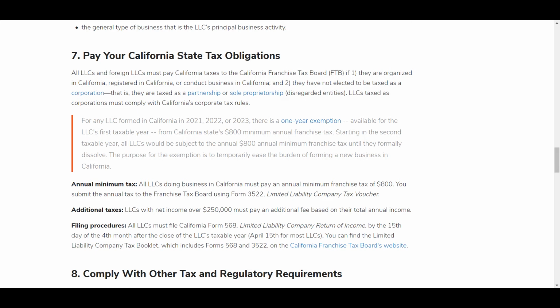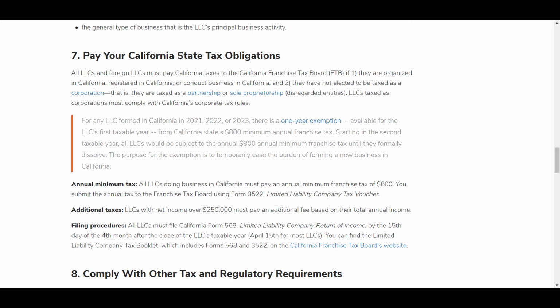For any LLC formed in California in 2021, 2022, or 2023, there is a 1-year exemption available for the LLC's first taxable year from California State's $800 minimum annual franchise tax. Starting in the second taxable year, all LLCs would be subject to the annual $800 minimum franchise tax until they formally dissolve. The purpose for the exemption is to temporarily ease the burden of forming a new business in California.